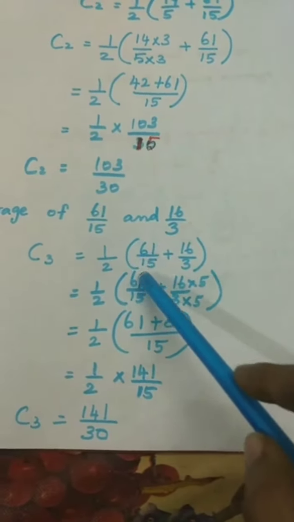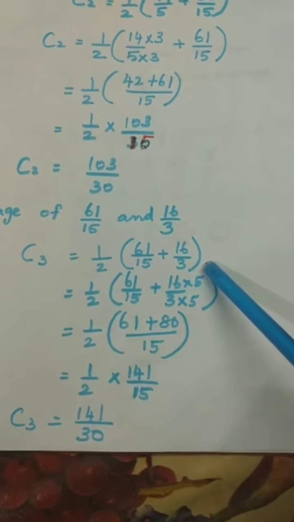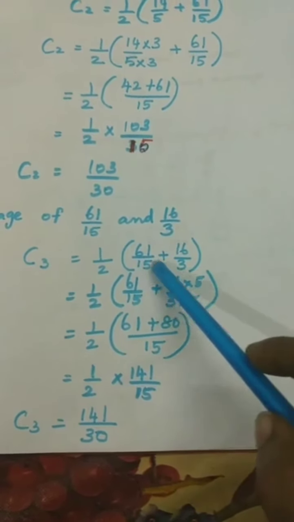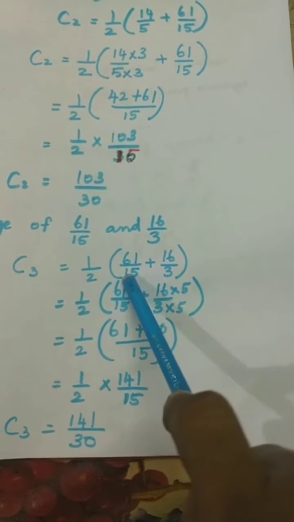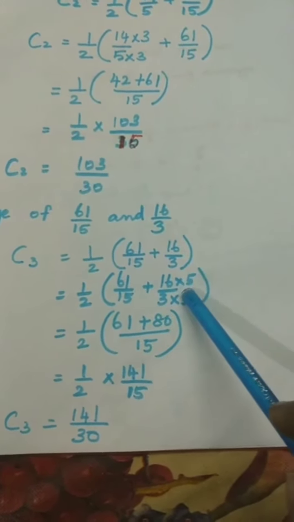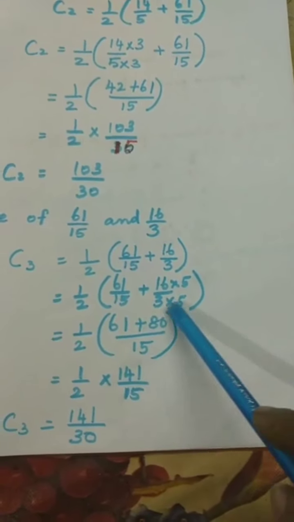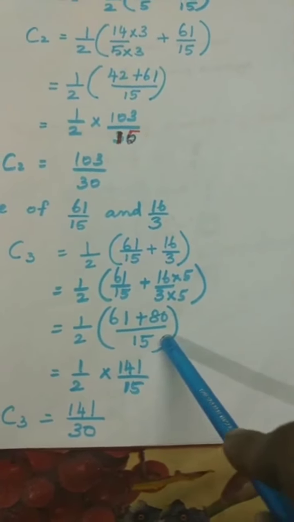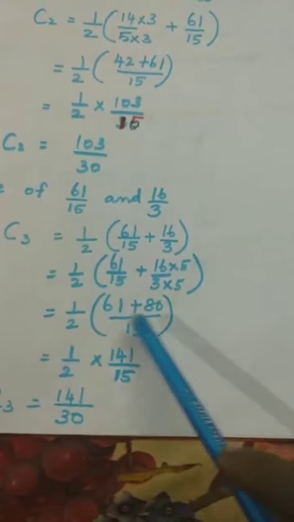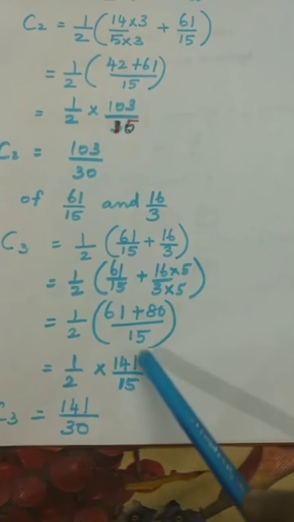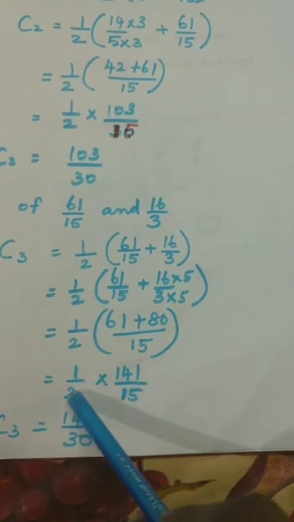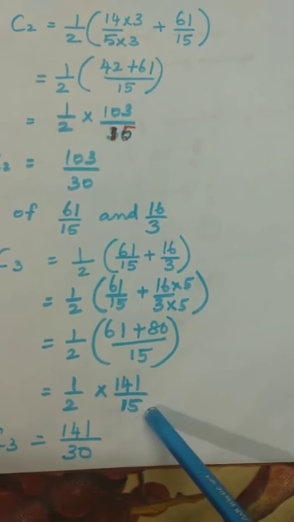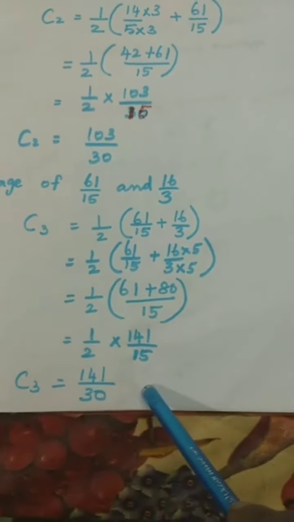So it will come as 61 by 15 plus 16 by 3. And the LCM: here if we multiply these by 5, it will come as 15. So we are multiplying 16 5s are 80. Then both denominators are 15, isn't it? Okay. 1 by 2 into 141 by 15. Here also we cannot cancel anything. So we are multiplying 141 by 30.